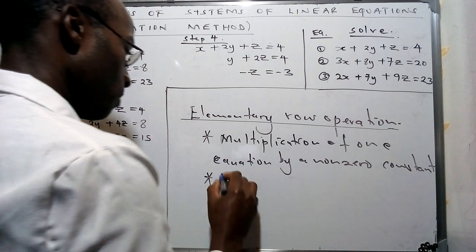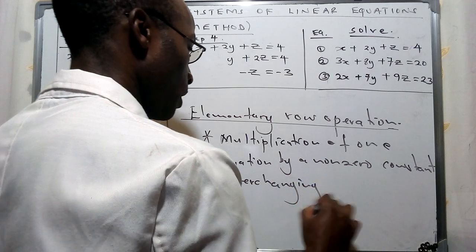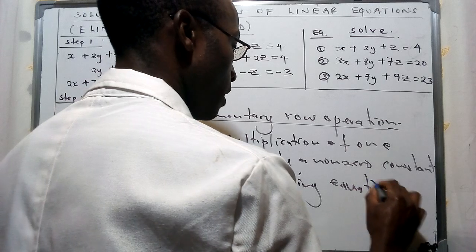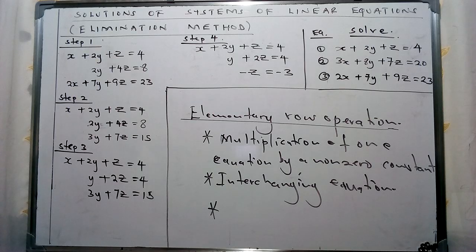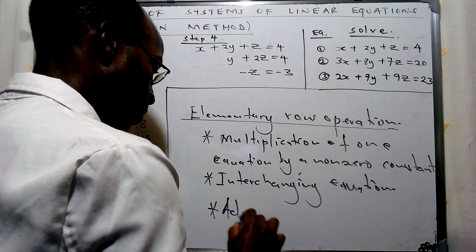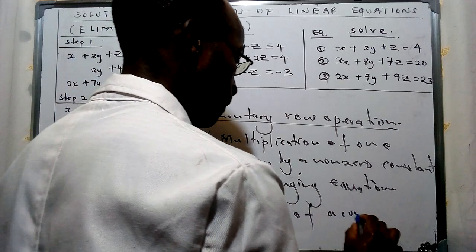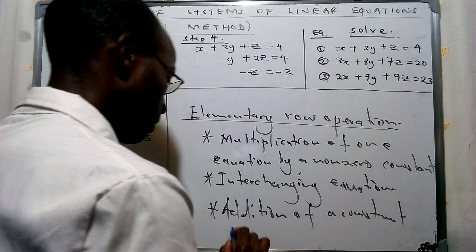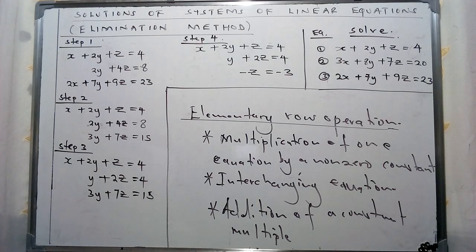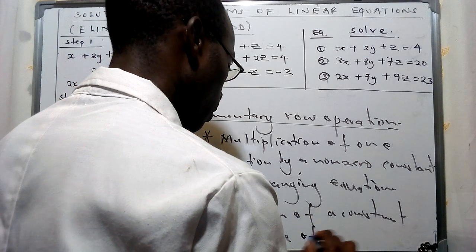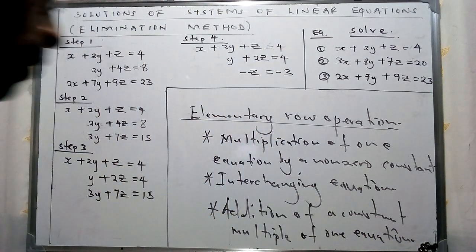And we can also achieve this by performing what we call interchanging the equations. And lastly, we can perform an addition of what we refer to as a constant multiple of one equation to another, which is also going to form part of the procedure. So, addition of a constant multiple of one equation to another. I hope these specific steps are going to be comprehensive.